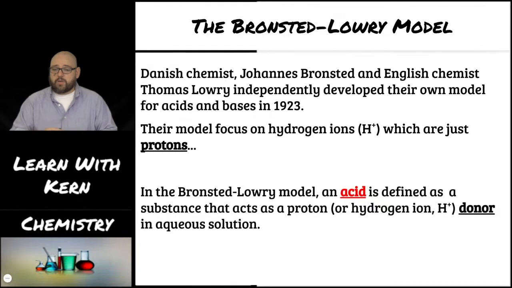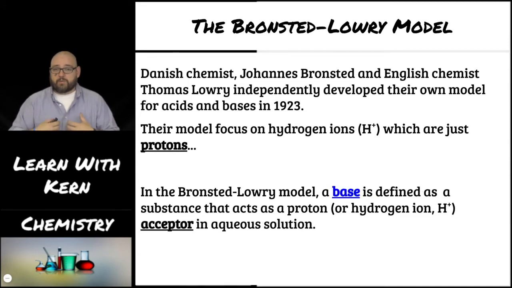In the Bronsted-Lowry model, an acid is defined as a substance that acts as a proton or hydrogen ion donor in aqueous solution. So it's something that will produce or donate hydrogen ions, or produce or donate protons. It's a proton donor in solution. The Arrhenius model also still kind of fits that because when I put something in water and it ionizes, it's producing hydrogen ions. The Bronsted-Lowry model looks at it slightly differently: not just that it produces the hydrogen ions, but that it donates those hydrogen ions to something else. And that's what makes an acid a proton donor in the Bronsted-Lowry model.